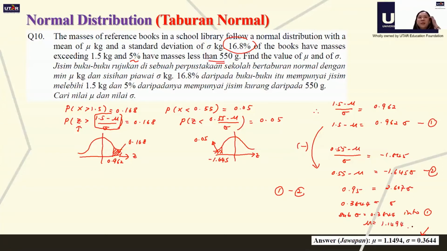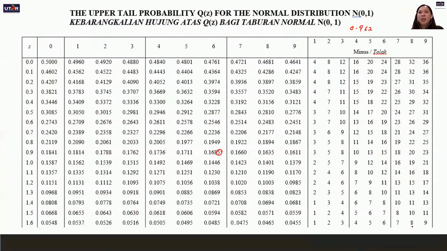Okay, so for this case, you notice that in questions of normal distributions, you must know the way you convert from x to z. You must understand how to read your table value and compare with the inequalities given here. Okay, so that is the part I want to share with you.